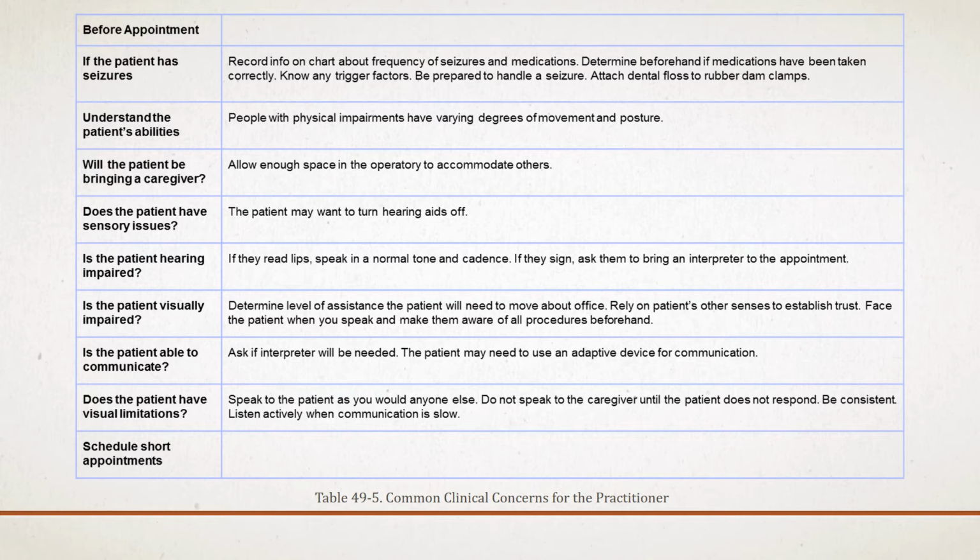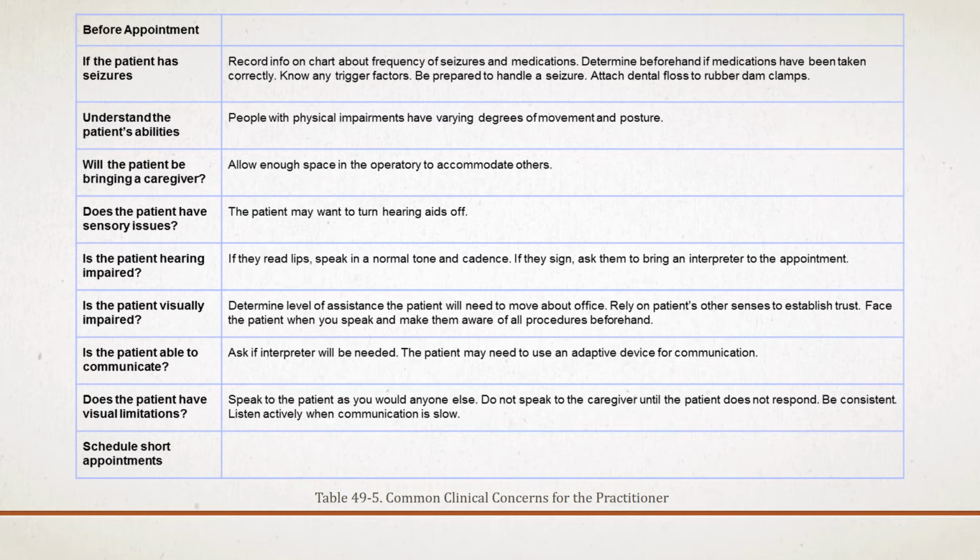Before the appointment, you also want to be aware and understand the patient's abilities. People with physical impairments have varying degrees of movement and posture. Now remember, as we get older, we may move slower, so we'll get there, but it may take us longer. Will the patient be bringing a caregiver? Allow enough space in the operatory to accommodate all those who will be there.